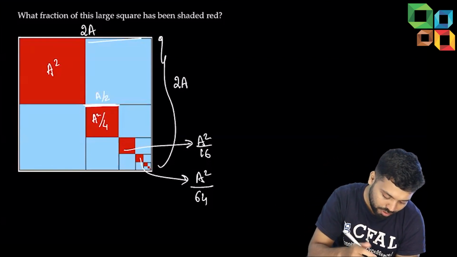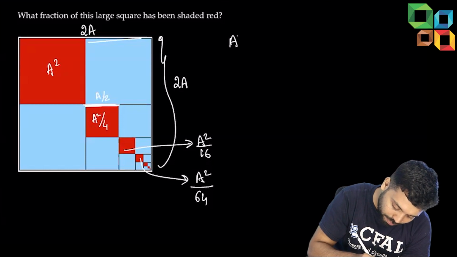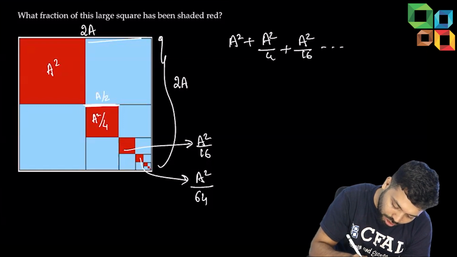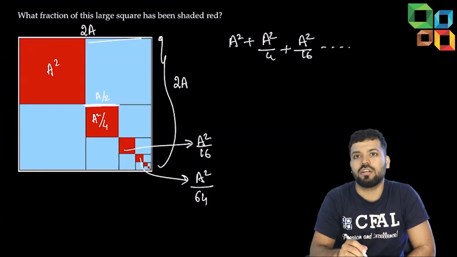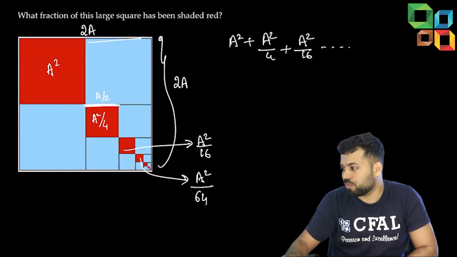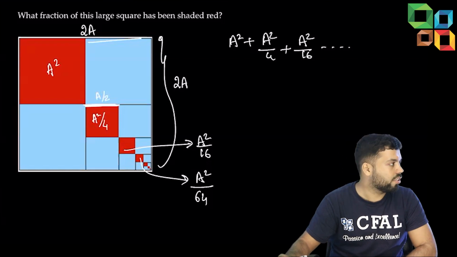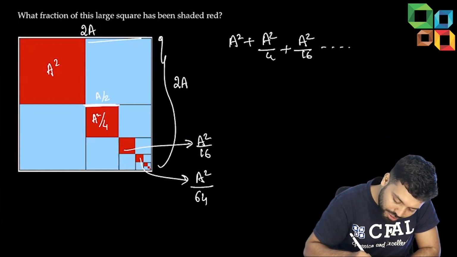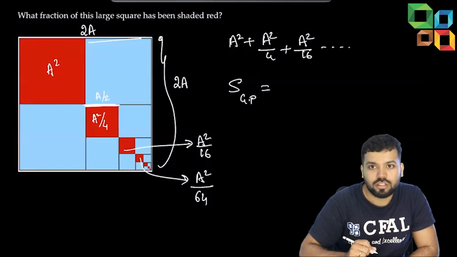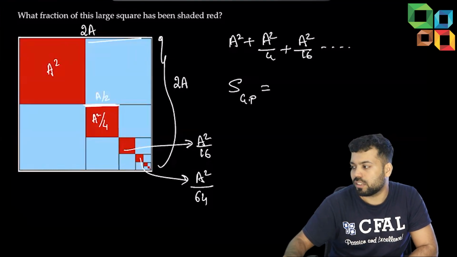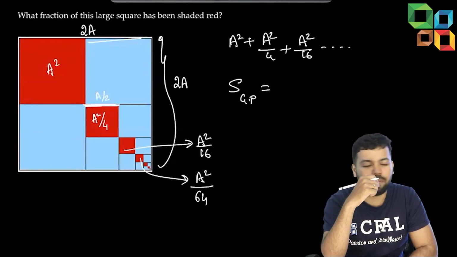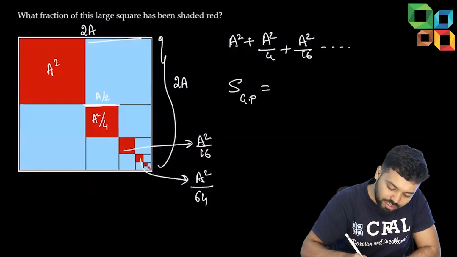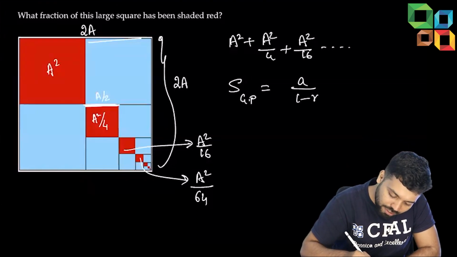So what do we get? We have a square plus a square by 4 plus a square by 16, dot dot dot, for infinite terms. So this is a GP with common ratio 1 by 4, correct? What is the sum in case of a GP? The formula for geometric progression is a divided by 1 minus r, where a is the first term.